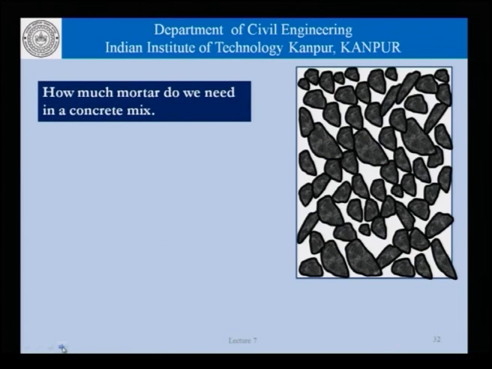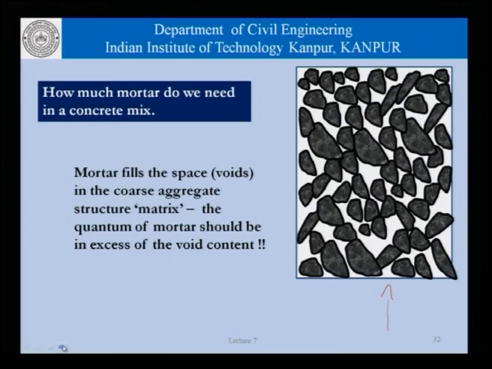Now, the question is, how much mortar do we need in a concrete mix? A concrete mix really looks something like this, where we have a lot of aggregates, and mortar really is required to fill the space, the voids in the coarse aggregate structure or the matrix, and the quantum of mortar should be in excess of this void content. So, given a mass of coarse aggregates, we know that if we arrange that coarse aggregate mass in a certain space, they will all be in contact with each other, and this here is the voids, and mortar should be such that it is able to fill all the voids.